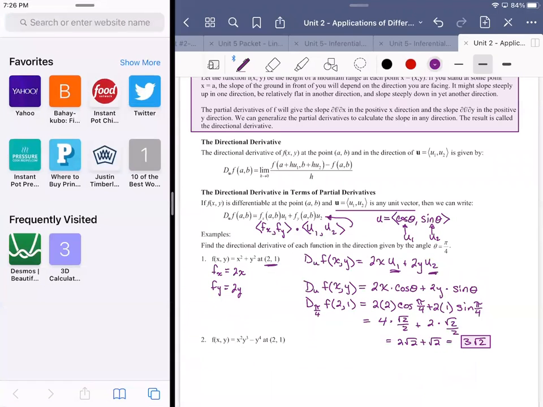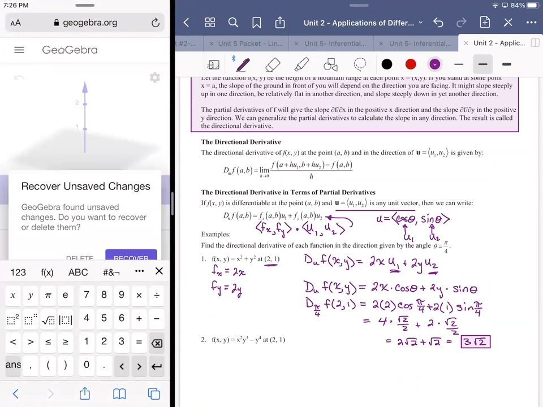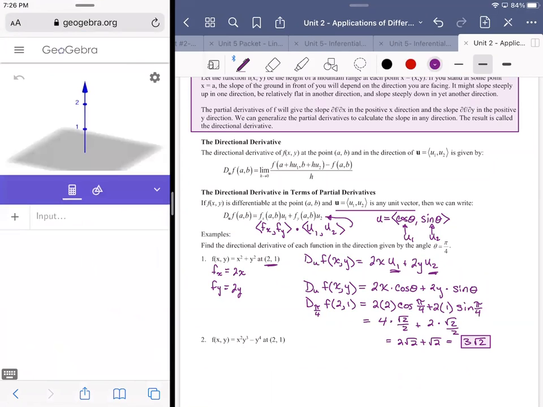I think, yep, I did see it. Shocking. How about this? I never want to recover the changes, ever.